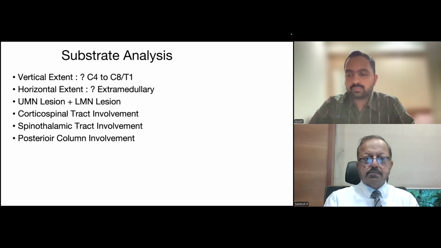And what about the sensory loss? The patient has sensory loss first in the right upper limb, then in the left upper limb, and then it goes to the lower limbs.